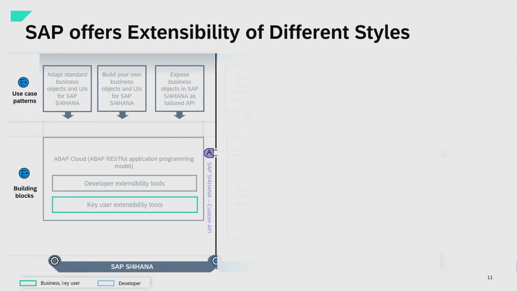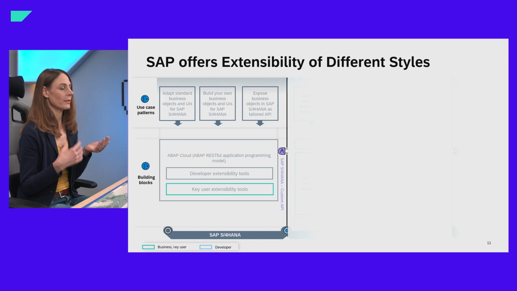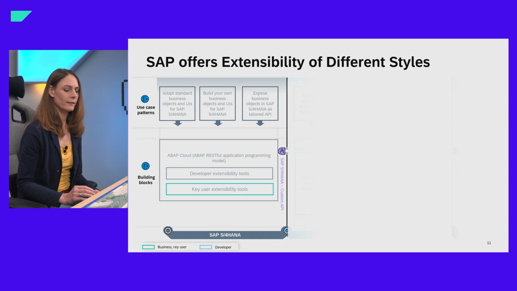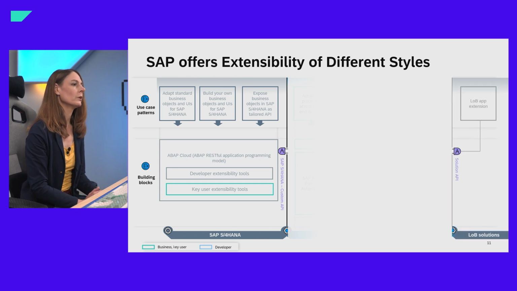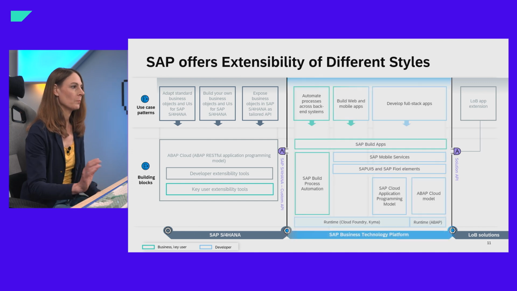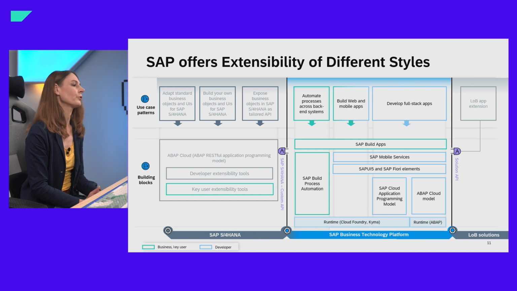Yeah, as said before, we have on-stack extensibility options and side-by-side extensibility options. On-stack are the SAP S/4HANA side, but we won't dive deeper into that. Also, our LOBs have their own extension options, but let's go to the focus of this talk, the side-by-side extensibility on SAP BTP and how SAP Build Code fits into this picture.